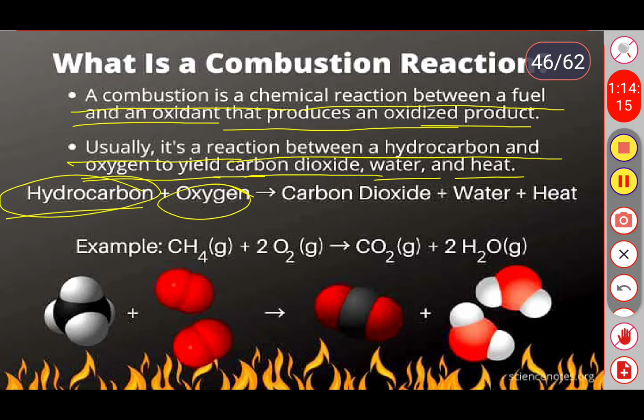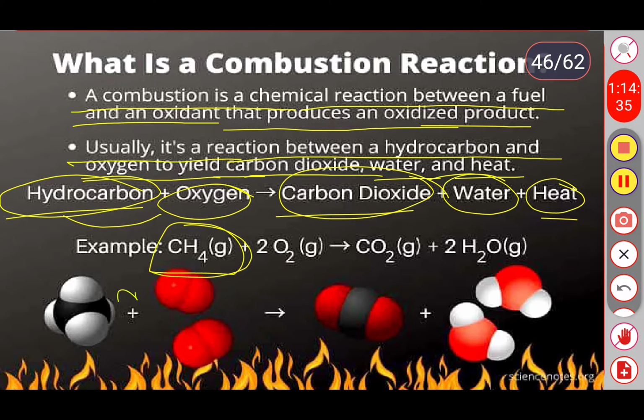So see, one example is given. When methane, CH4, is combined with oxygen. Methane is one of the hydrocarbons, the first compound in the alkanes. In the next class we are having one more chapter, that is carbon and its compounds. In that chapter we are going to discuss hydrocarbons, alkanes, alkenes and alkynes. So methane is the first compound in the alkanes.